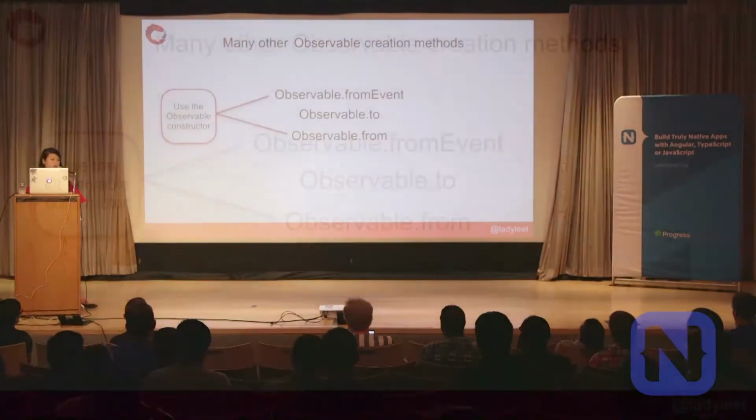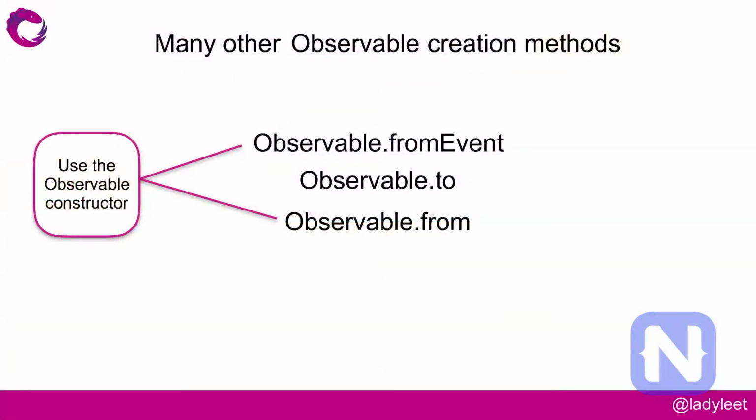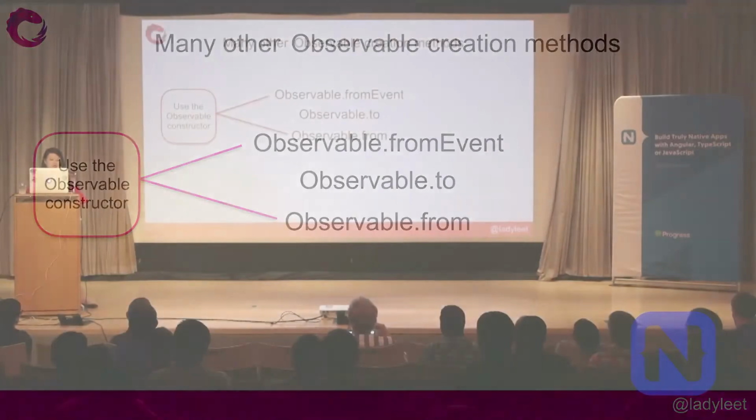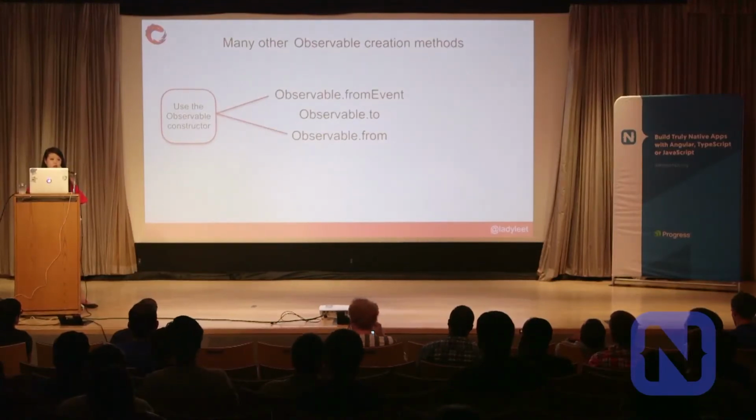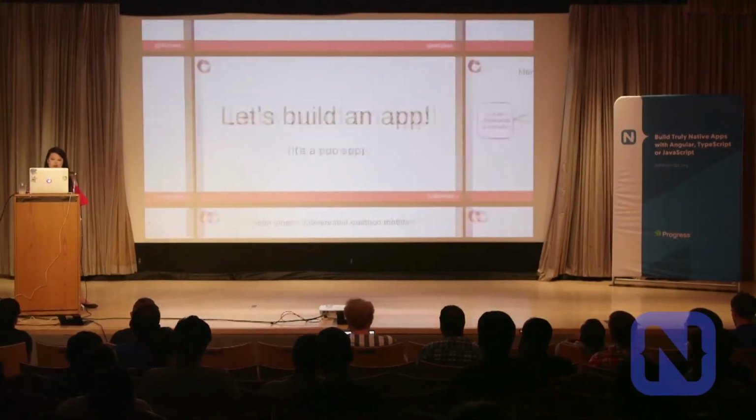There are tons of other observable creation methods, Observable.fromEvent, Observable.of, Observable.from, but under the hood, all of these are just using the observable constructor. So even though you can find a lot of RxJS helpers to do this, if you ever get stuck, just use the observable constructor. It's perfectly fine. Observable.from is probably one to take note of. And remember, this actually converts an array, a promise, or an iterable into an observable. And Observable.from is part of the TC39 observable spec. So hopefully we get it in the browser soon, but we'll see.